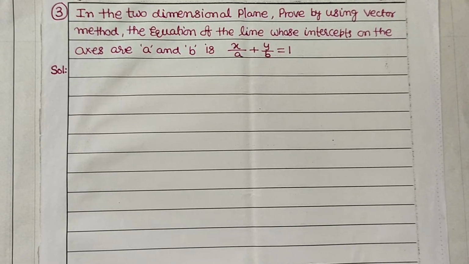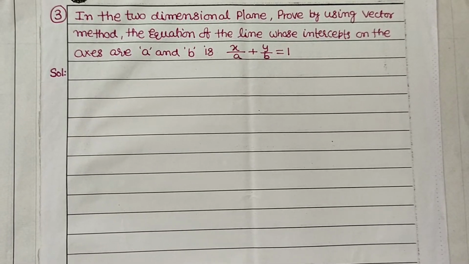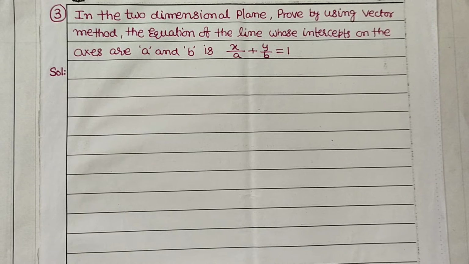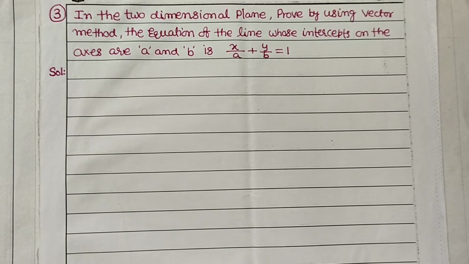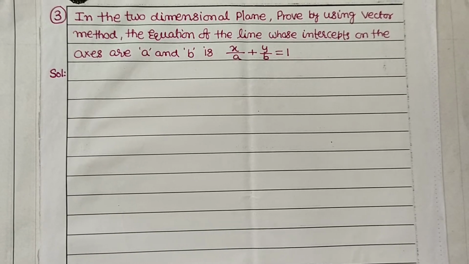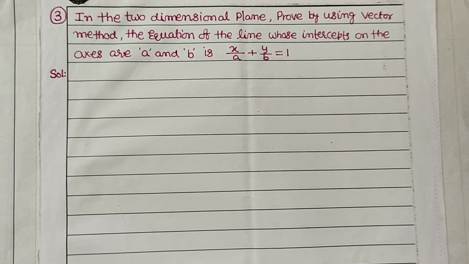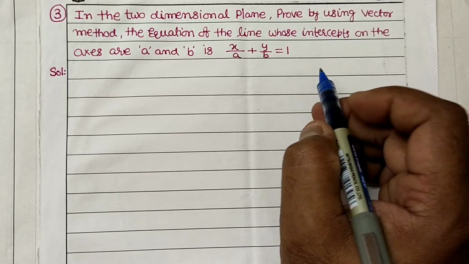The next question. In the two-dimensional plane, prove by using vector method the equation of the line whose intercepts on the axis are A and B is x by A plus y by B equal to 1. This question we are going to discuss now. So before that, you have to draw the rough figure.